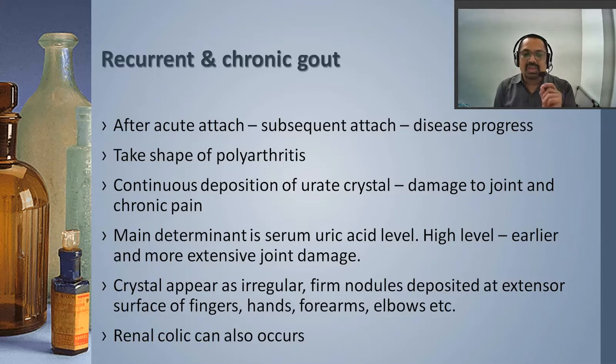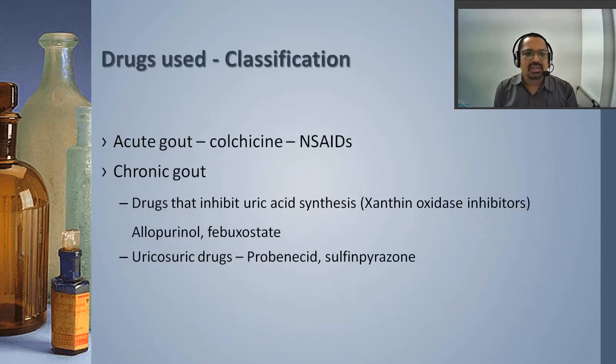They are irregular inside these crystals. They are firm nodules deposited at the exterior surface of the finger. Hands, forearms, and elbows are the most affected. Renal colics also occur during gouty arthritis.